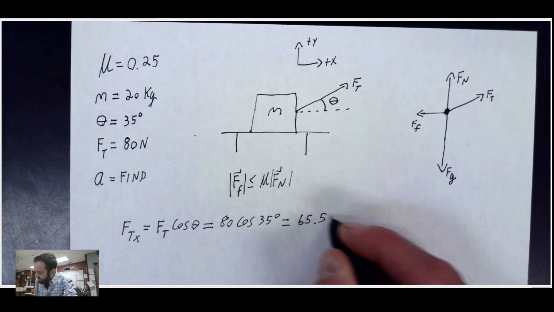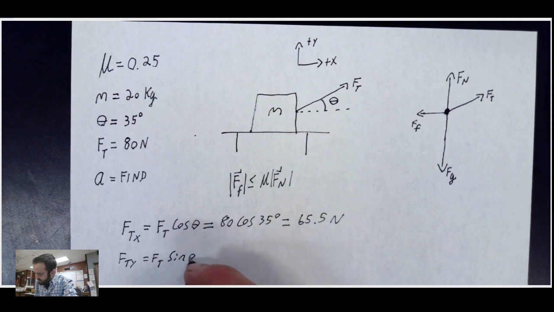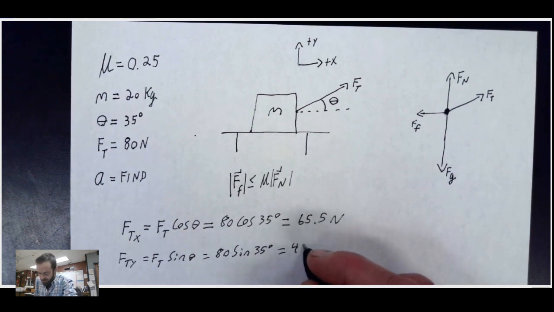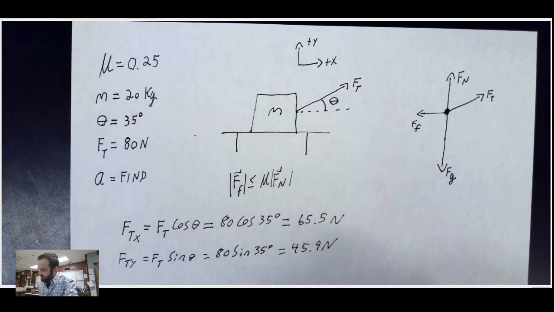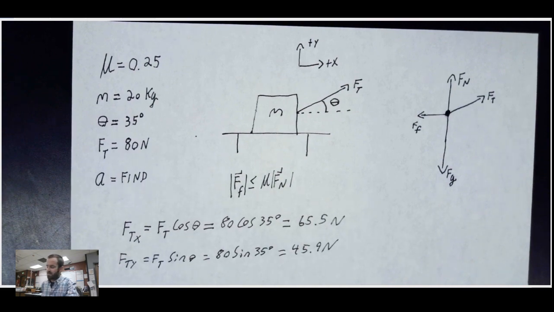65.5 newtons. Next up, I'm going to do my force of tension in the y direction, which is Ft sine of theta. Carrying this out, 80 newtons times sine of 35 degrees is going to equal 45.9 newtons. Great, so we've got this all laid out here, and now we want to start analyzing our forces in both the x and y dimension with the goal of eventually finding the acceleration of this block.